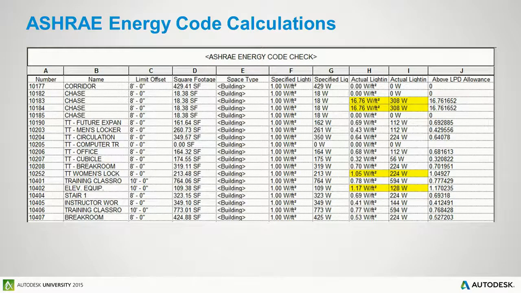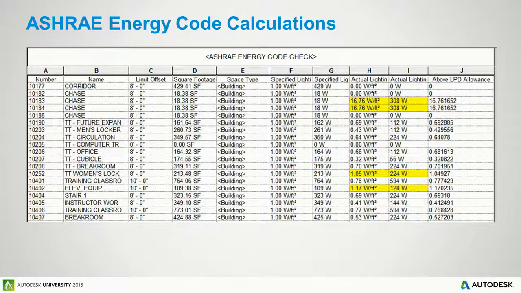So if we think outside the box, how can we manipulate the data that we already have to let us get that type of formatting? All I've done is I've added this above LPD allowance column. I'm using the data that's already there, and it's a calculated value.